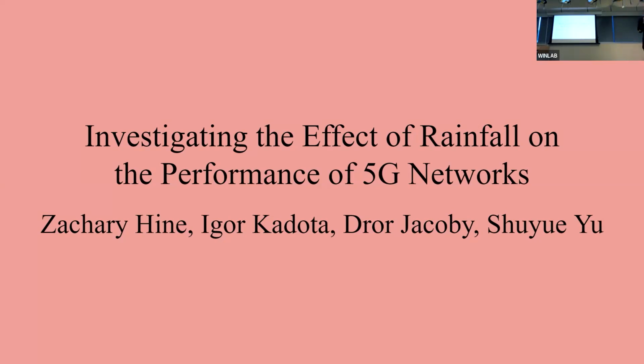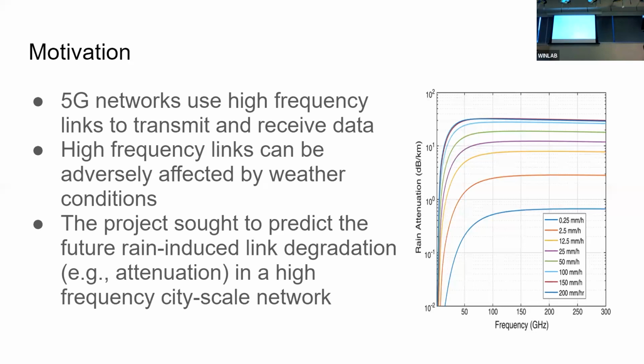Yeah, so my presentation is about investigating the correlation between rainfall and other weather patterns and the performance of 5G networks and high frequency networks. The motivation behind this project is that 5G networks typically use millimeter wavelengths, very high frequency waves, and these are especially susceptible to signal attenuation from rainfall and other weather patterns. You can see here that as the frequency of the wave increases, the attenuation effects also increase dramatically.